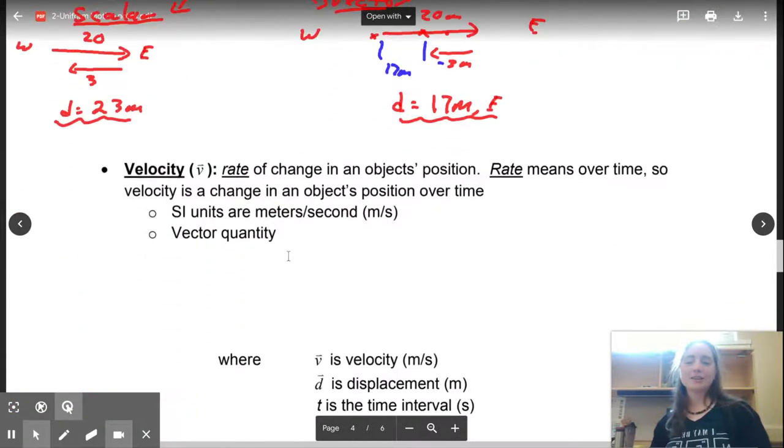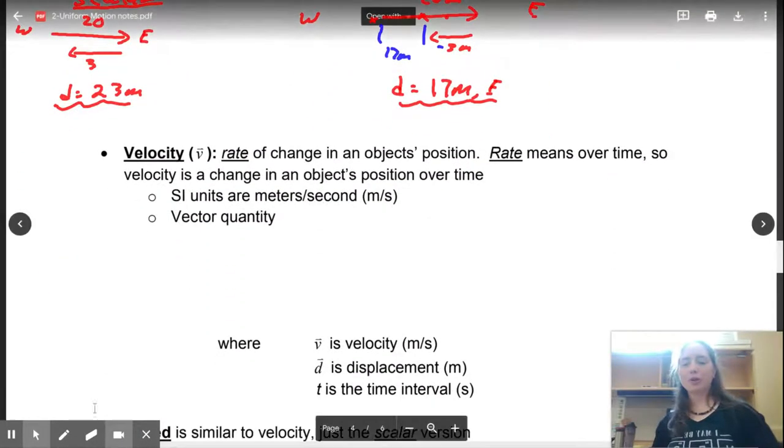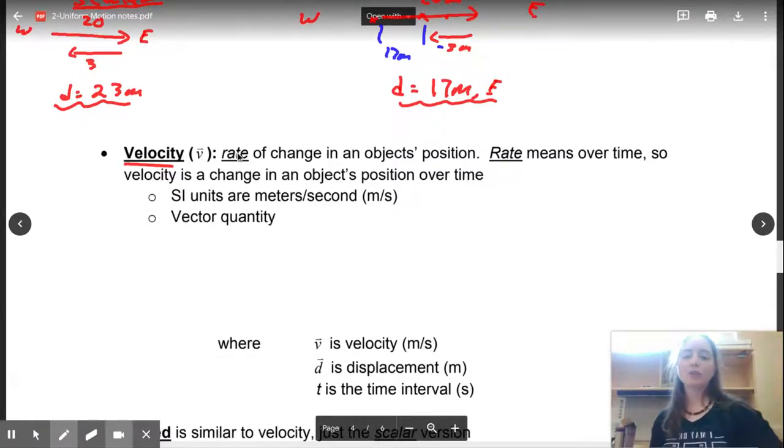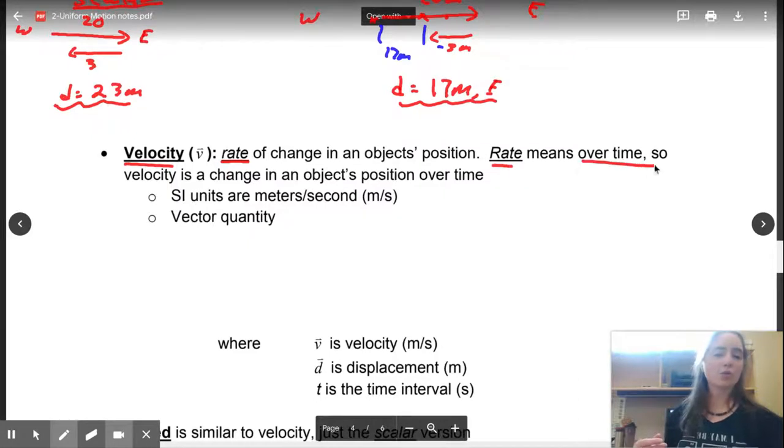All right, so ladies and gentlemen, velocity. This is another thing that you learned last year in Science 10. So velocity is the rate of change of an object's position. Now, what rate means is over time.